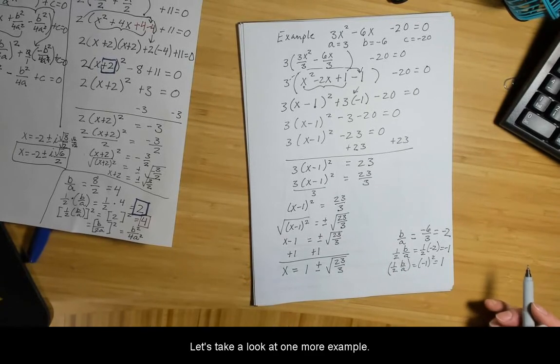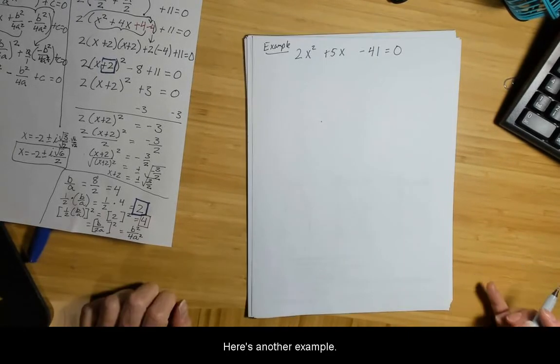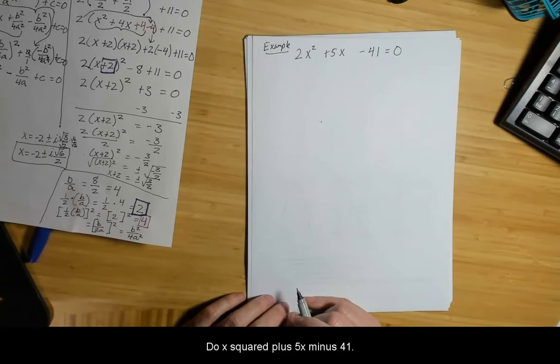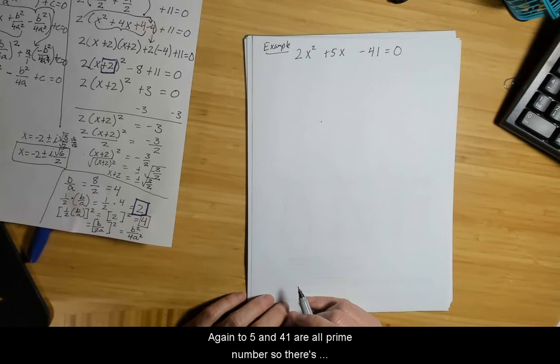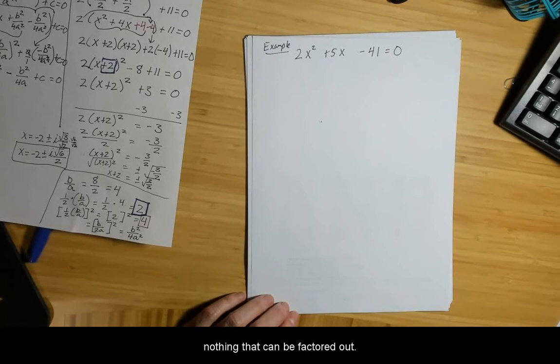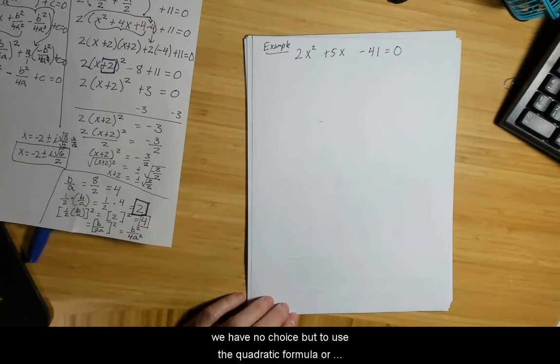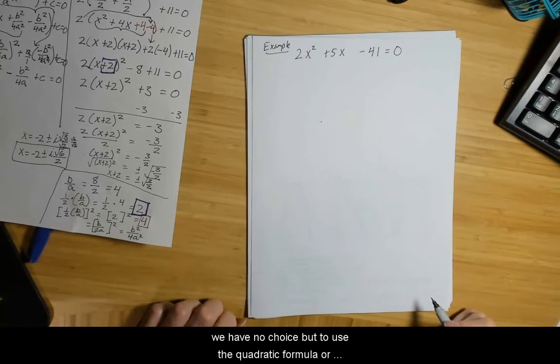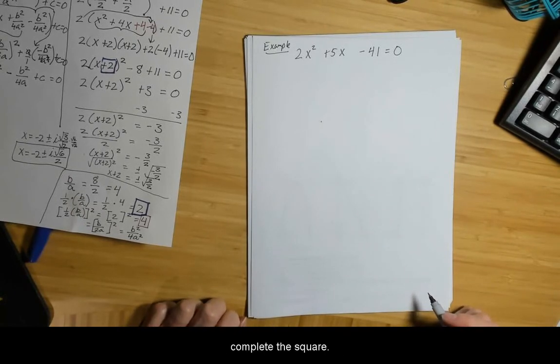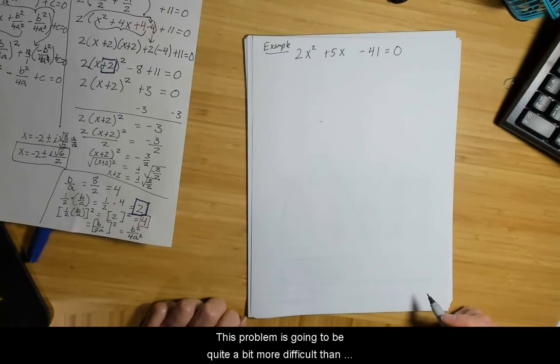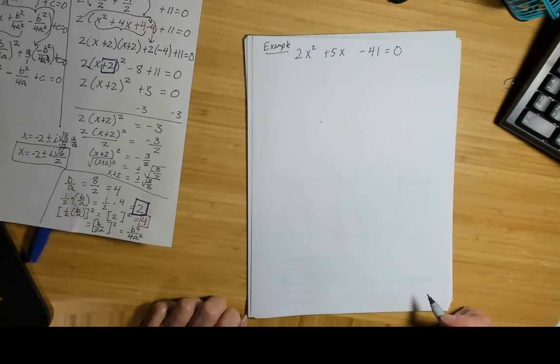Let's take a look at one more example. Here's another example. 2x squared plus 5x minus 41. Again, 2, 5, and 41 are all prime numbers, so there's nothing that can be factored out, and that does not factor by ordinary means. In this case, we have no choice but to use the quadratic formula or complete the square. This problem is going to be quite a bit more difficult than some of the others we've done because it's going to involve fractions from the get-go.